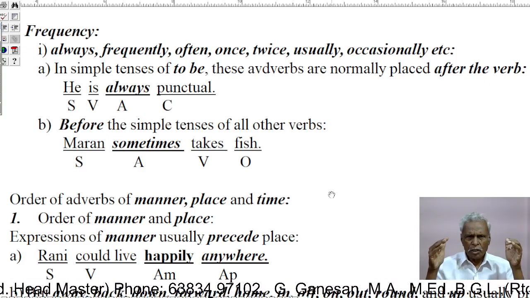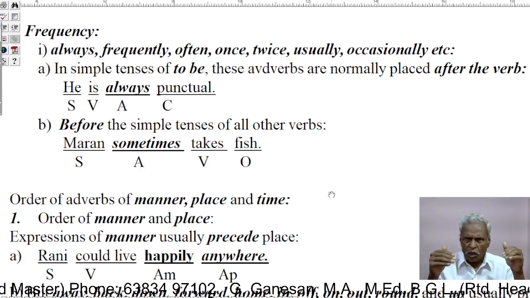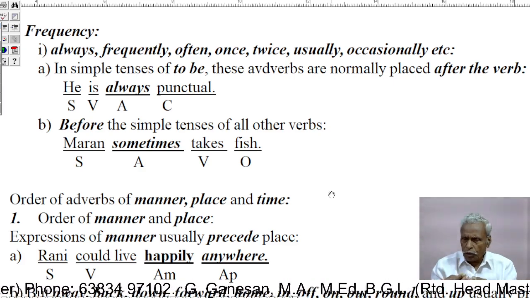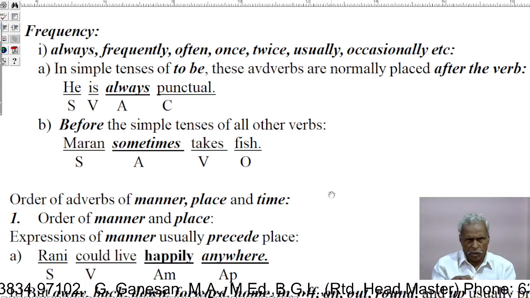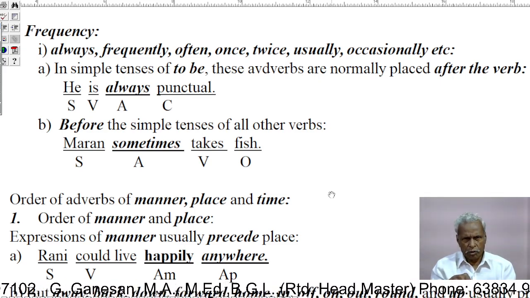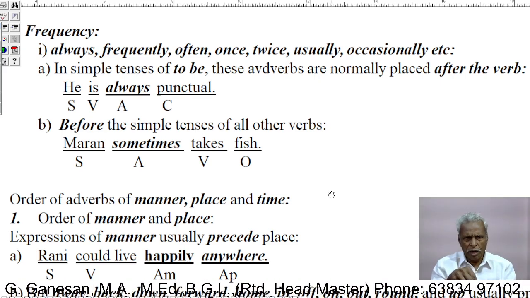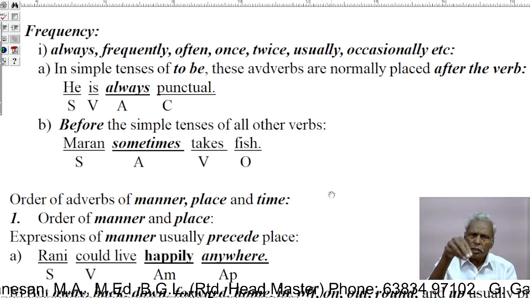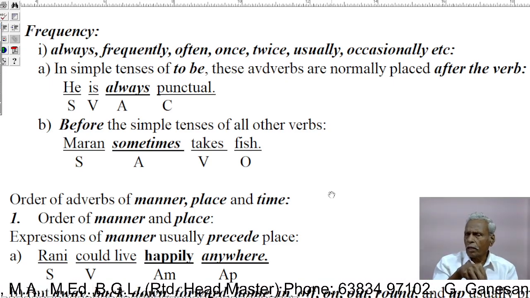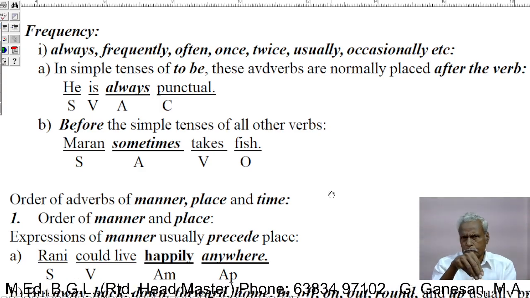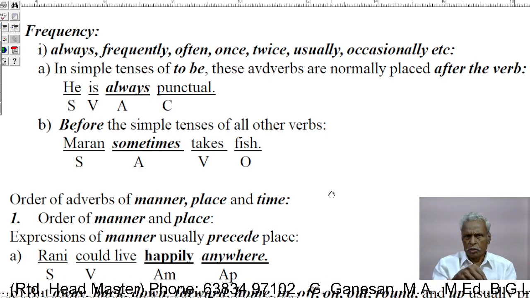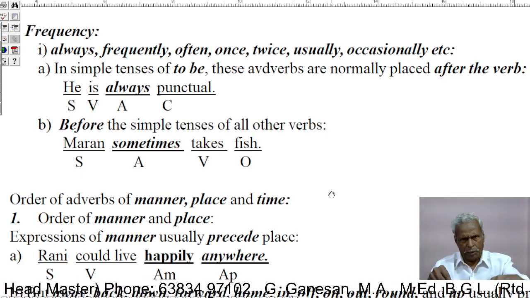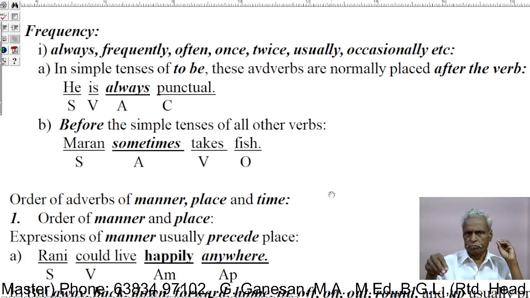Then second, regarding the simple tenses of all other verbs, however, regarding be verbs, when there is only one verb and that is a be verb, the adverb of frequency should be placed after the verb.